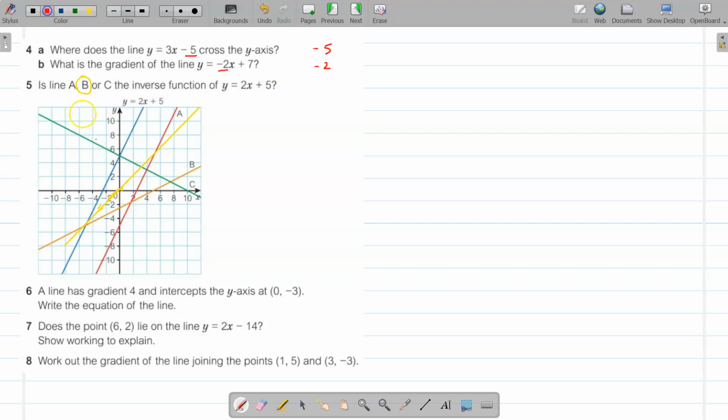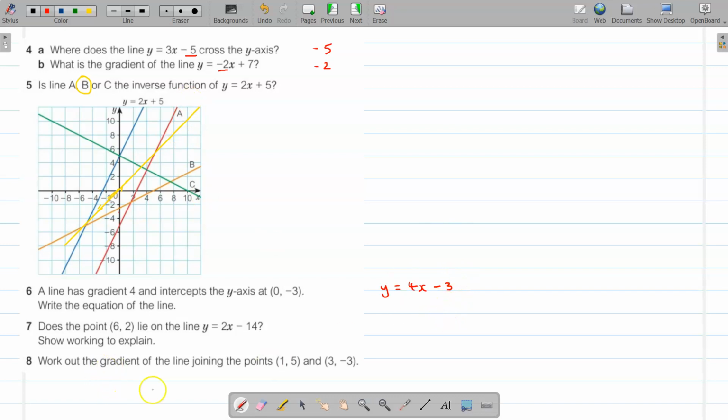Okay, next question. Number 6, a line has a gradient of 4 and intercepts the y-axis at 0, negative 3. Write the equation of the line. All you need to write is y equals 4x minus 3, okay, because the gradient is 4, and it crosses the y-axis at the point 0, minus 3. So it's like it's crossing here at this point here, 0, minus 3, with a gradient of 4.